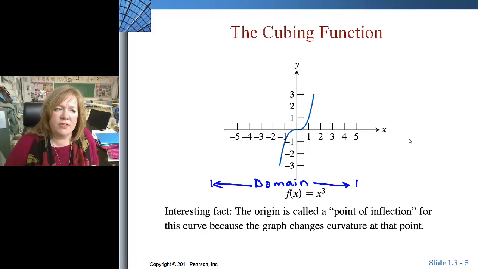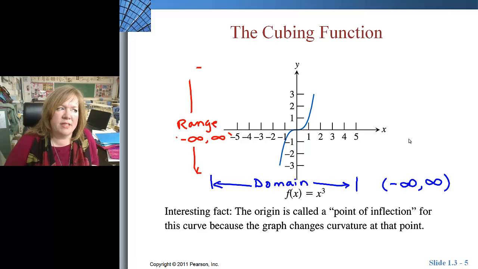So the domain for this guy is going to be all reals, negative infinity to positive infinity. And the range is going to be the same. So this can be true for all of the odd-powered polynomials. You're usually going to have that, unless you have some special cases.